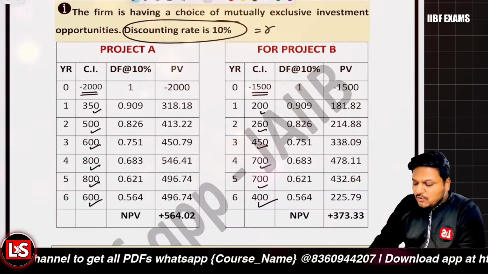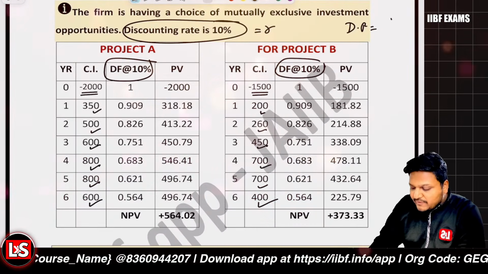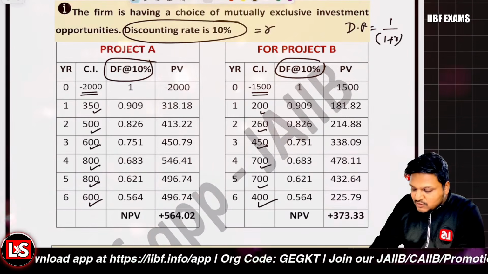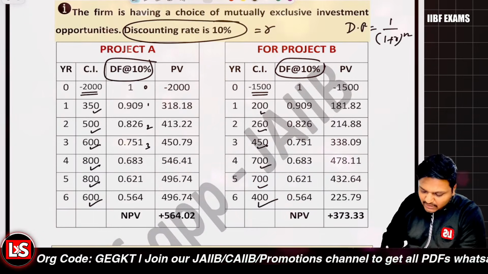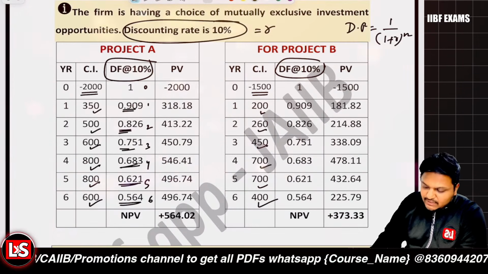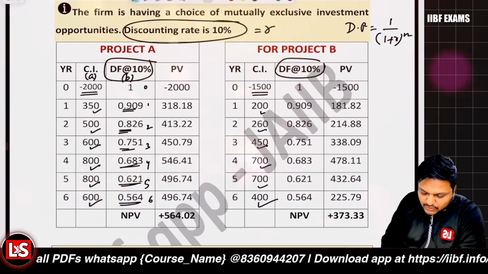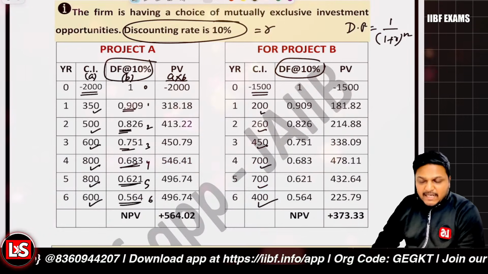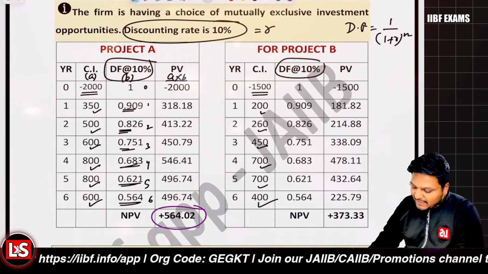When we calculate the discounting factor, the second column, it is calculated as 1 divided by (1 plus R) raised to power n, where n will be 0, 1, 2, 3, 4, 5, and 6. We calculated these discounting factors using this formula, right? We just multiplied column A with column B to calculate the present value. And we added them all up and got the NPV positive 564 in project A and positive 373 in project B.